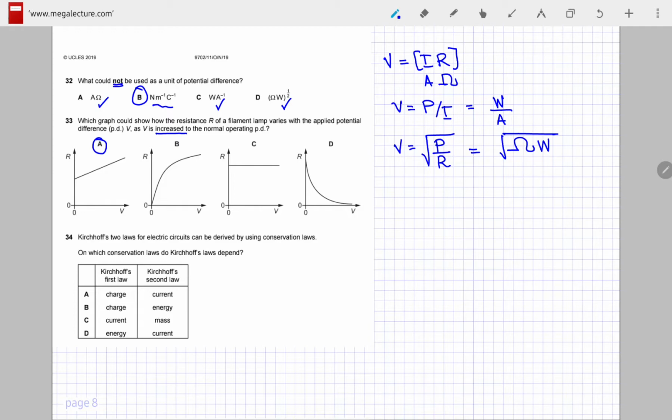Thirty-four, Kirchhoff's two laws for electric circuits can be derived by using conservation laws. On which conservation laws do Kirchhoff's laws depend? So we need to know what Kirchhoff's first and second laws are. So let's quickly recall. The first law is also known as the current law, and it states that the current flowing into a node, or sometimes also known as a junction, must be equal to the current that is flowing out of that junction. And this leads to the conservation of charge, right? So charge is conserved from the first law.